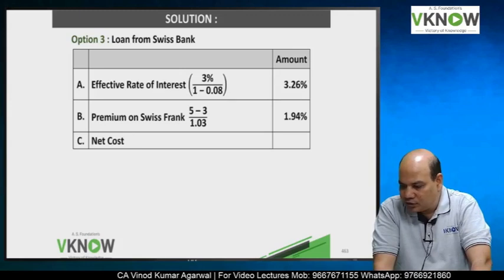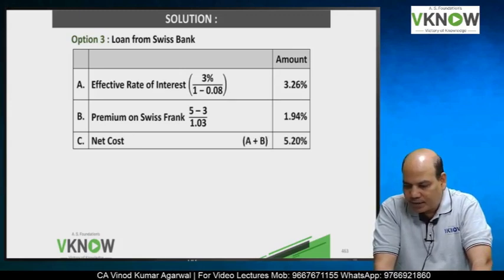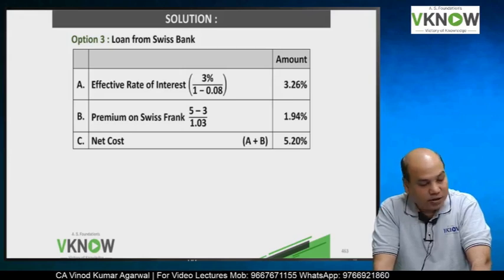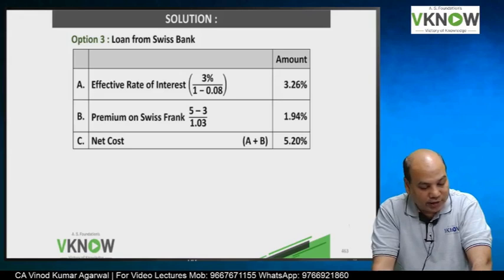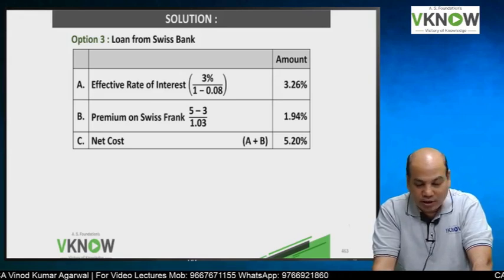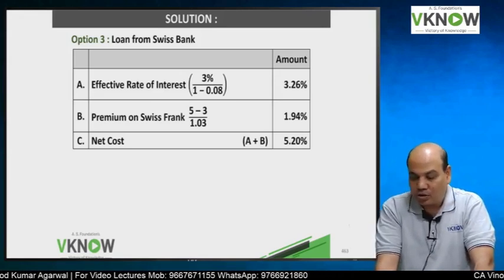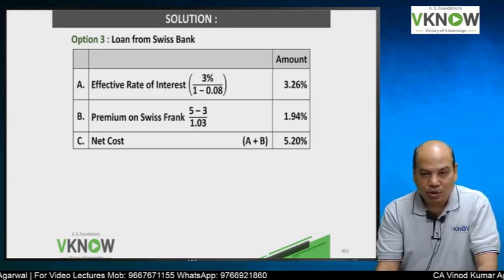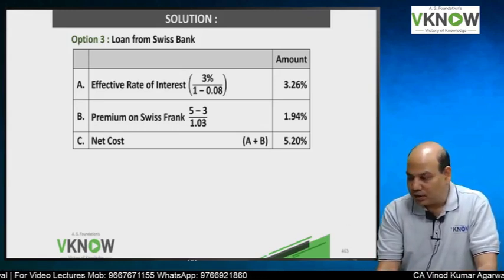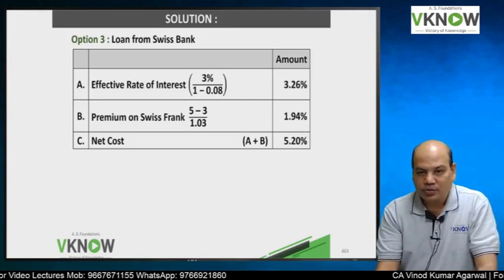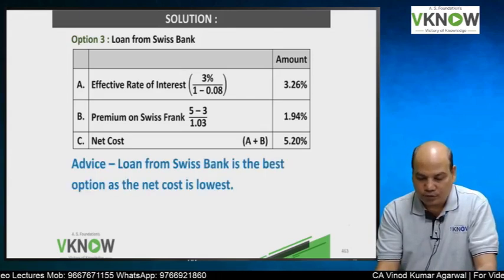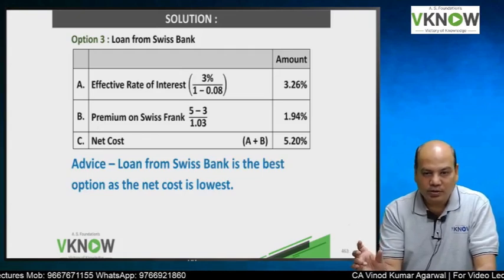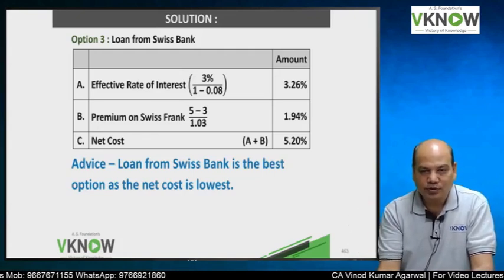So what is the net cost? Come on, net cost of Swiss bank: 5.2%. Very good. So one has to look at the issue from various angles. Not just the interest rate, but also whether any tax issue is involved, whether any exchange risk is involved, and then one has to decide which is cheaper to borrow from. Now compare the three answers and tell me where you will borrow from, which has the lowest effective cost.